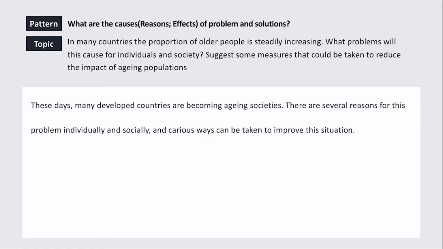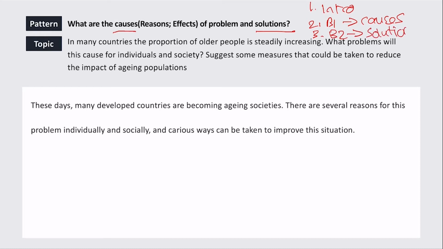Okay, so the first pattern that we're looking at is about causes and solutions. This is quite a nice style of task 2 essay to get. I think it's quite an easy one to structure. Obviously your pattern would be going something like: one, your introduction; body 1, which would be your causes; body 2, which would be your solutions.